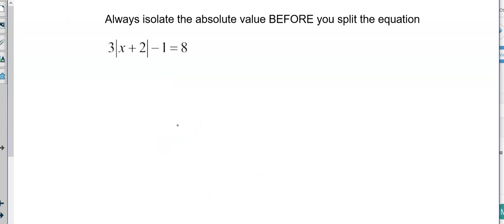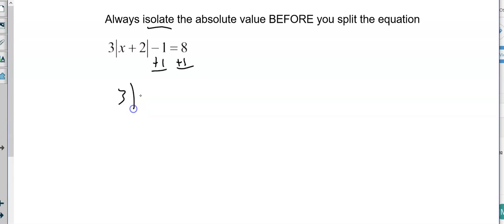Okay, so now we get a little tougher. Isolate the absolute value. When I say isolate, that means to get the absolute value, which is this guy right here, all alone. I want to get the absolute value of x plus 2 all alone. The -1 has to go, the 3 has to go. I would move the -1 first. It makes more sense here.